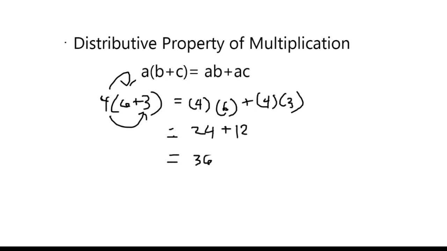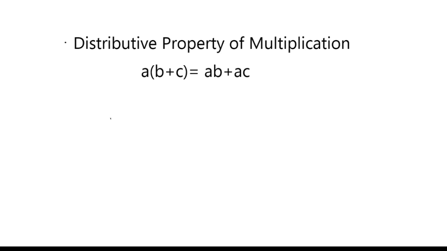So, itong distributive property of multiplication na to is napakahalaga and lagi siyang ginagamit, lalo na kapag may problem tayo like this, 7 times the quantity of x plus 2. As you can see, hindi natin pwedeng i-combine yung x plus 2. So, what we're going to do is just distribute the 7 to that quantity. And there you have it.